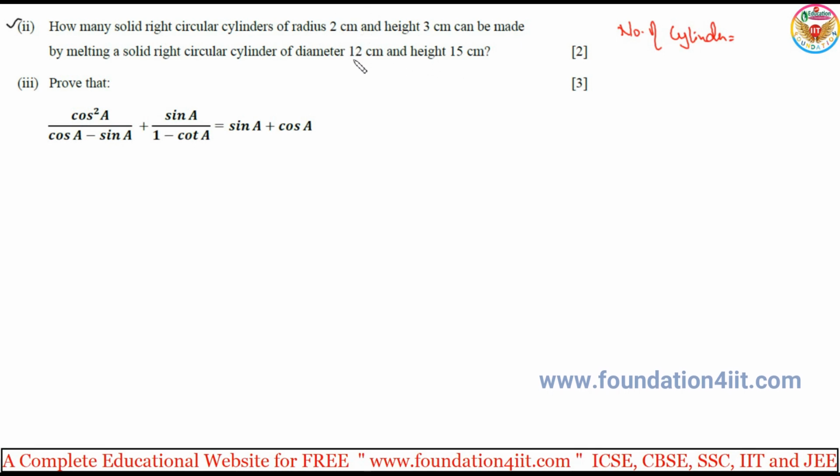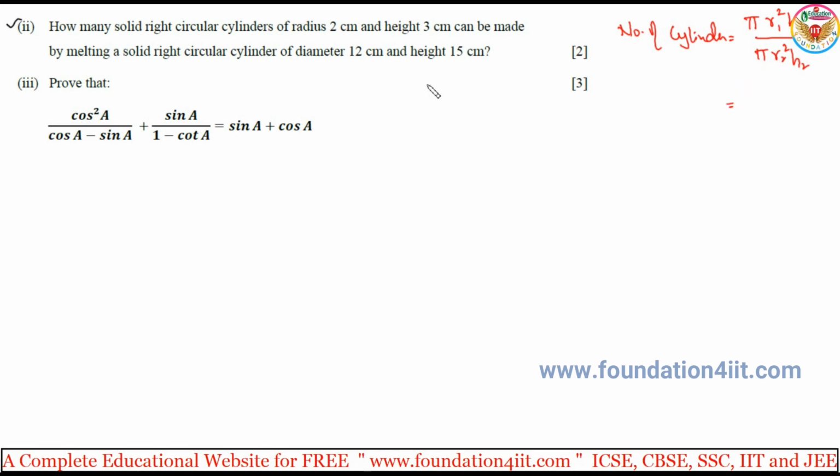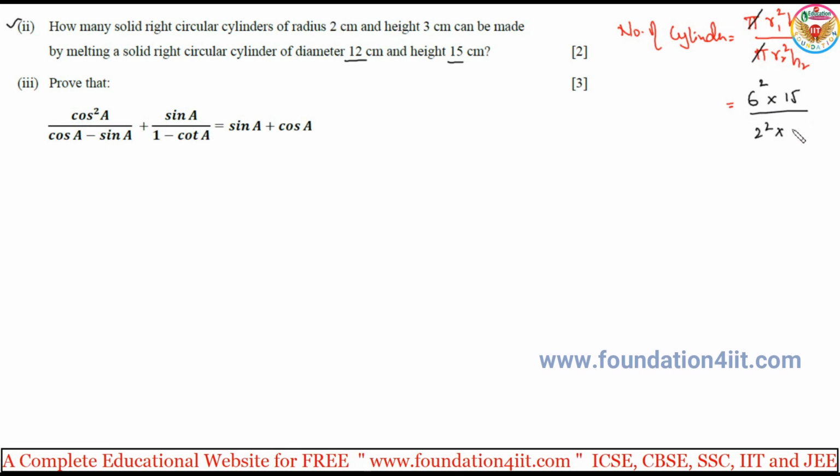So first, the diameter is 12 and height is 15. We know that volume of the cylinder is pi r square h, right? Pi r1 square h1 over pi r2 square h2. The one you are melting should be on top, and what you are making into small ones should be at the bottom. According to this, you can cancel pi. The diameter is 12, so radius is 6. So 6 square into 15, divided by radius 2, 2 square, and height is 3.